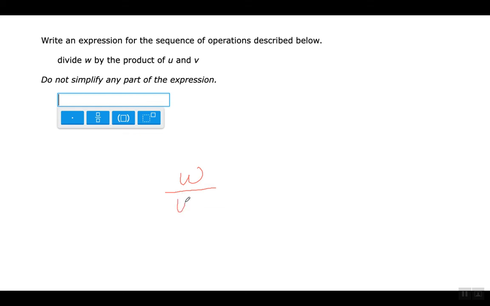Yo escribí mi respuesta de esta forma y lo marcó mal. Esto está bien, pero lo marcó mal. This is correct, but it marked it wrong. Divide W by the product of U and V. Okay, so just in case, even though this is right, don't write it like this. The answer that it wanted was this, using this button for multiplication.